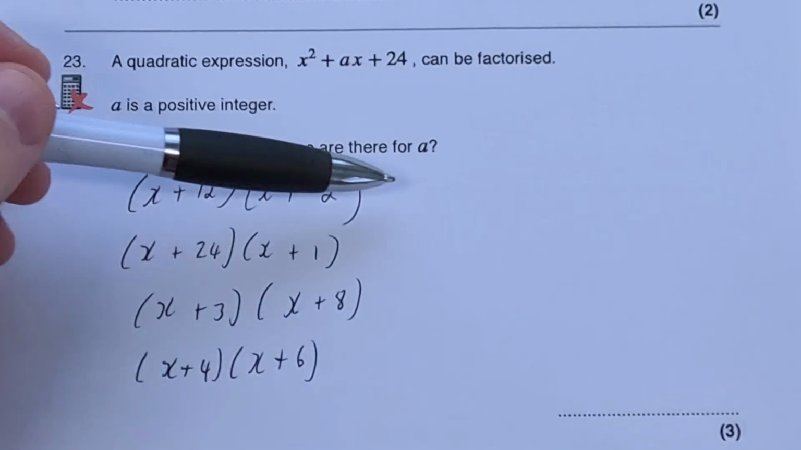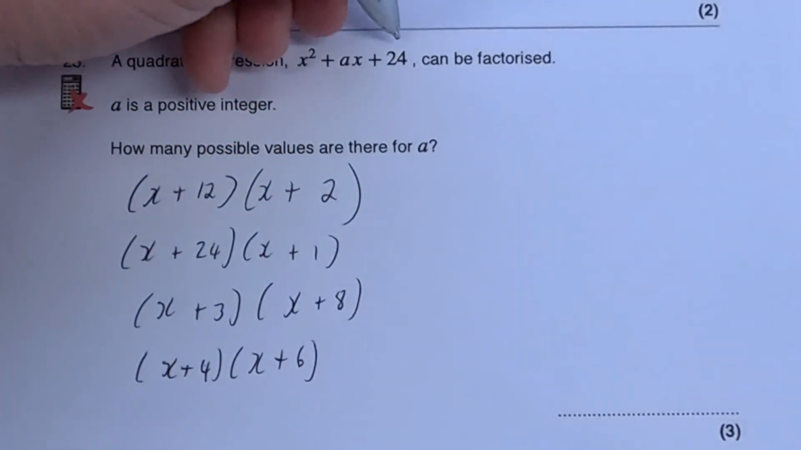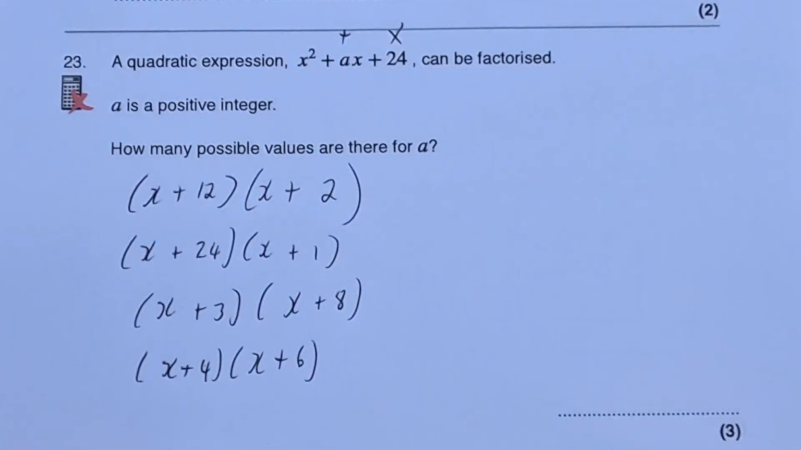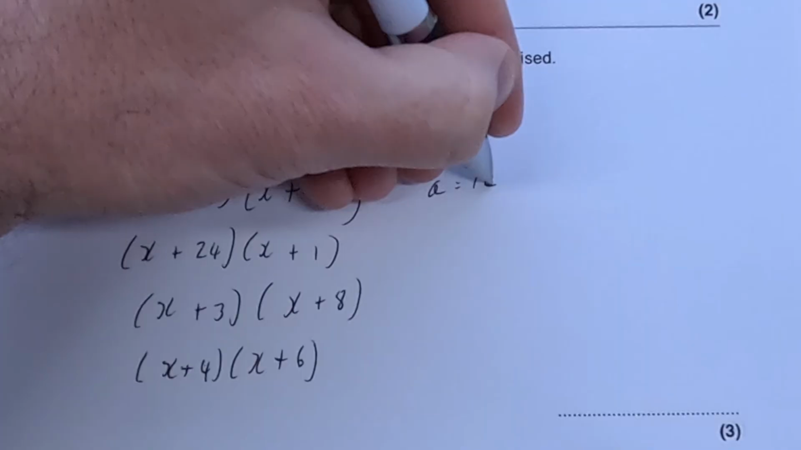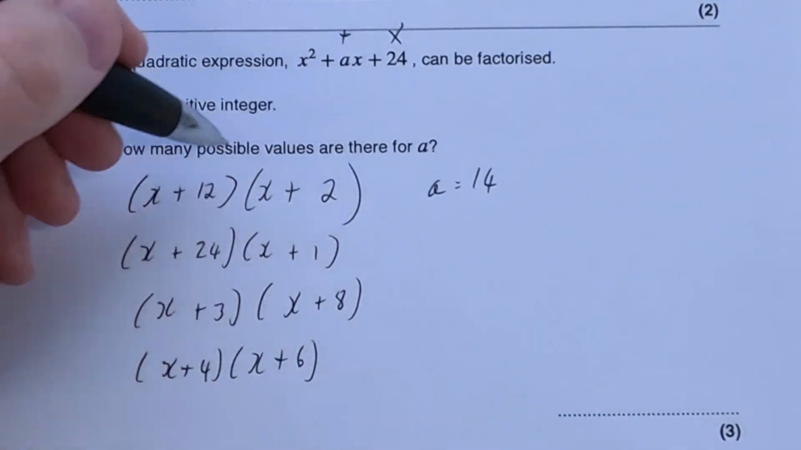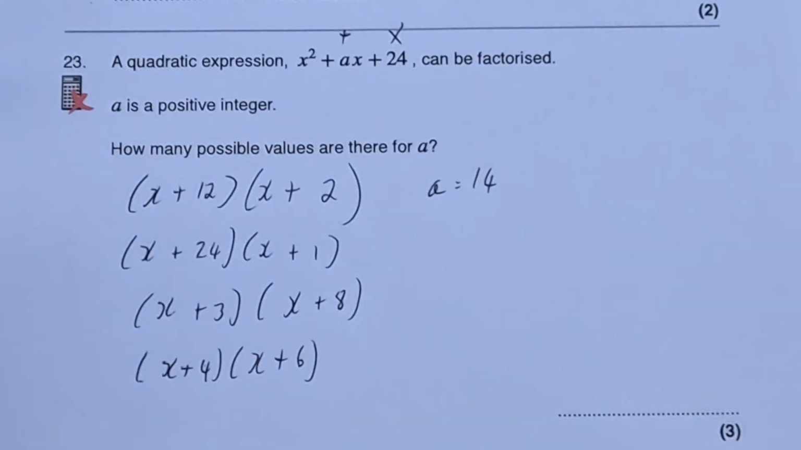Remember that if we were to factorise and have in our brackets 12 and 2, they're the two numbers that times together to be this number, but they add together to be the number in front of the x. Or you could expand your brackets if you wanted to, but I'm just going to do 12 plus 2. So here in that case, a would be equal to 14. You could expand the brackets, and if you'd done that, you'd get x squared plus 2x plus 12x plus 24, and then that would be 14x in the middle.